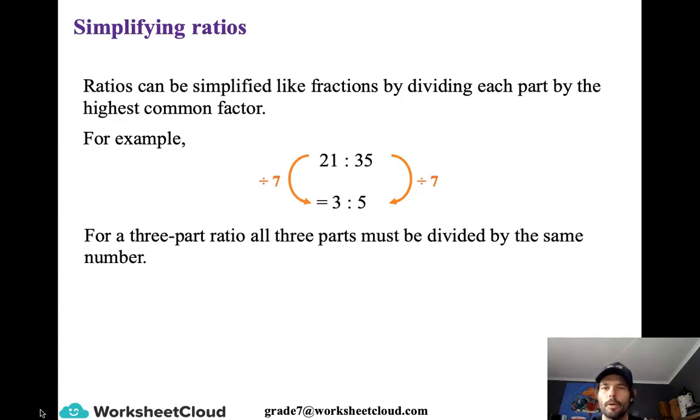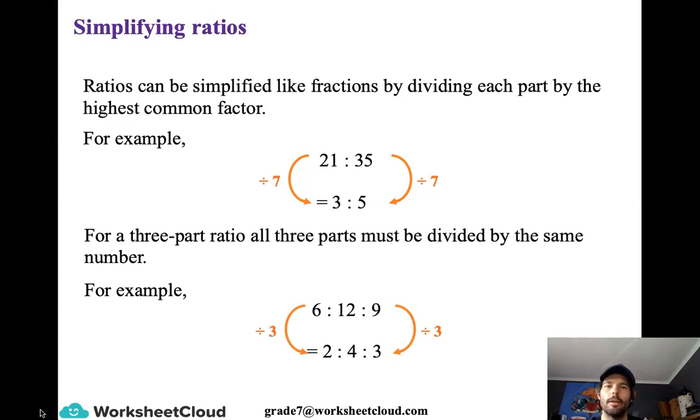So for a 3-part ratio, all 3 numbers must be divided by the same highest common factor. So 6:12:9. The highest common factor that goes into 6, 12, and 9 is going to be 3. So 3 goes into 6 twice, into 12 4 times, and into 9 3 times. So our simplified ratio of 6:12:9 is 2:4:3. Okay?